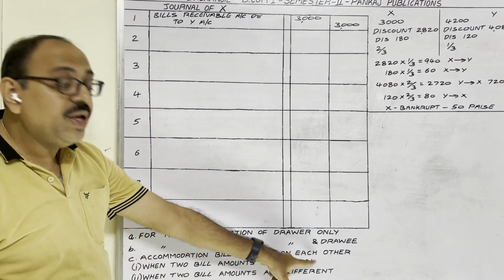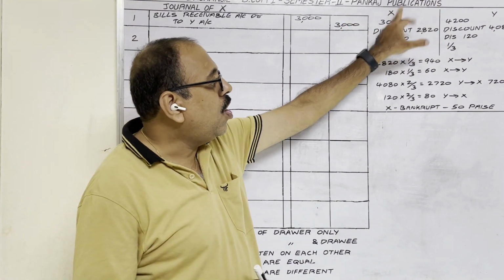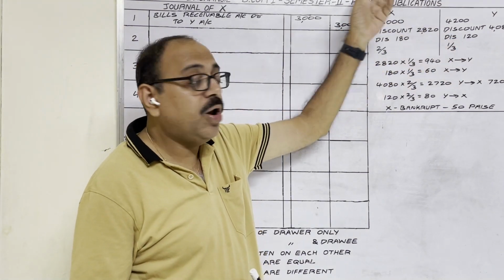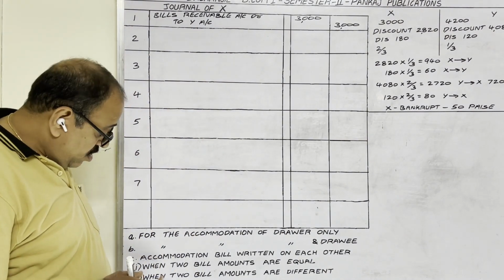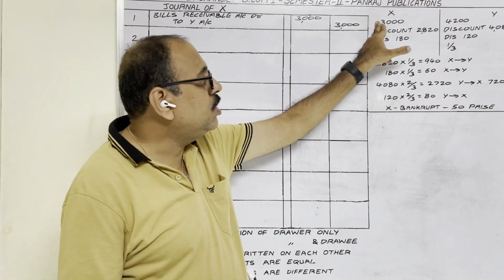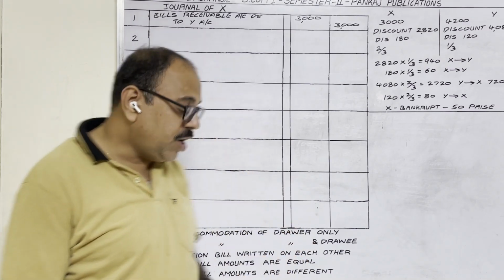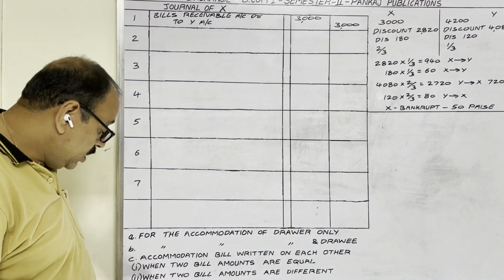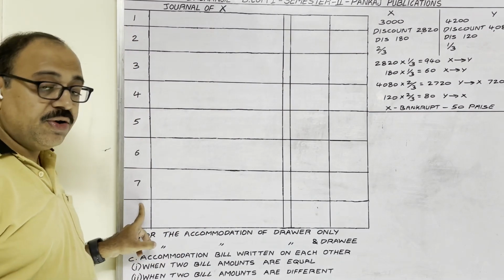Accommodation bill written on each other. C, because X prepared a bill on Y and Y prepared a bill on X. Under C, second bit: when two bill amounts are different, because the first bill amount is 3000 and the second bill amount is 4200. So the present problem belongs to the C bit, second model. Dates are not given in the question, therefore serial numbers have been written.